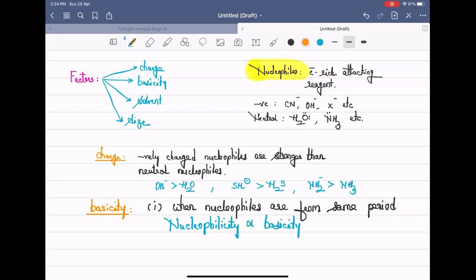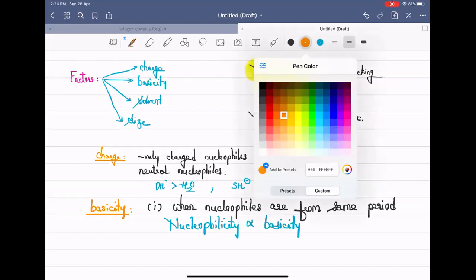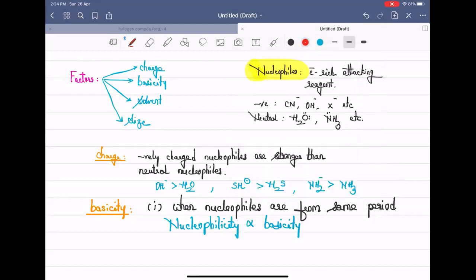Here I can give you some examples. Going from CH3 minus, where the donor atom is carbon, is greater than NH2 minus, greater than OH minus, and greater than F minus. As you can see, these donor atoms are from the same period. So when the donor atoms are from the same period, nucleophilicity follows basicity. It is very simple to know the basicities.